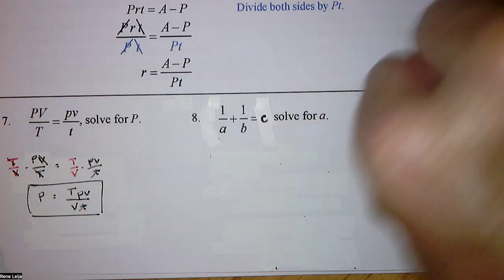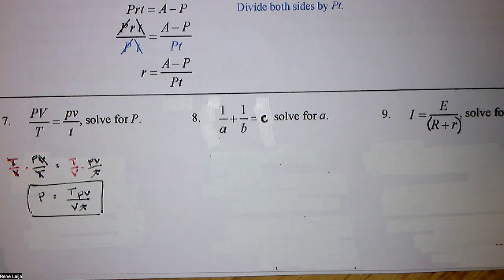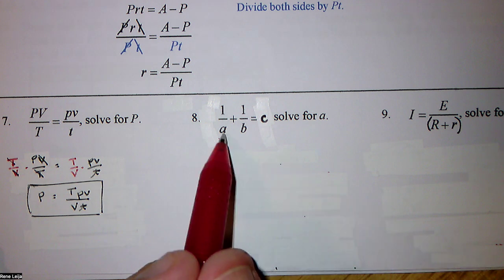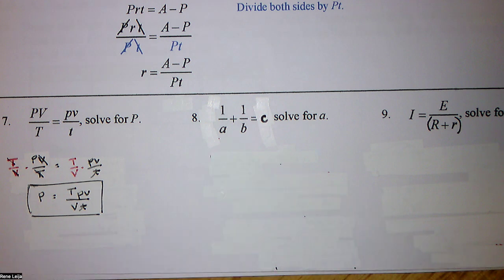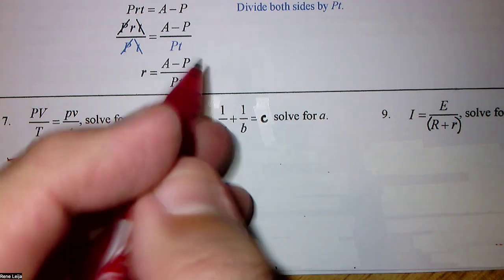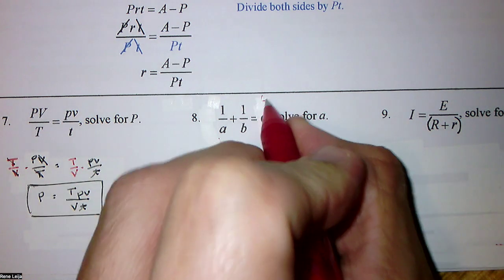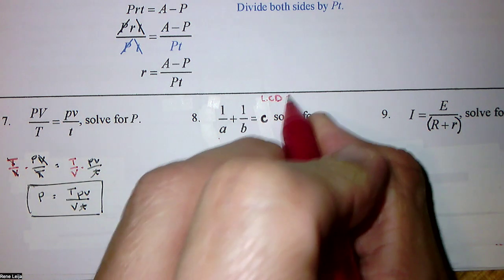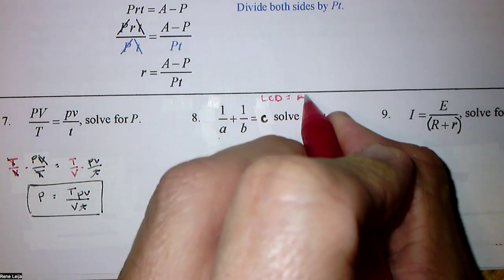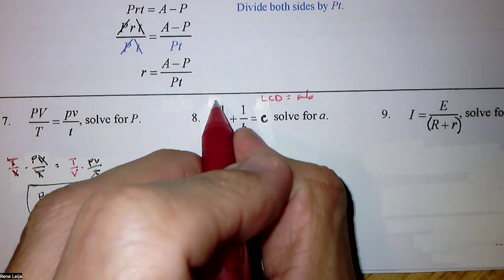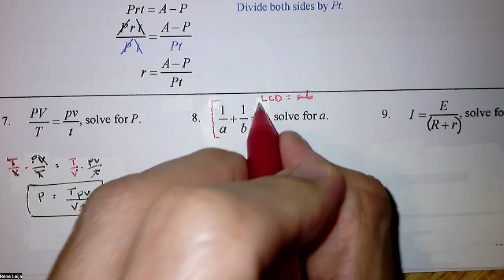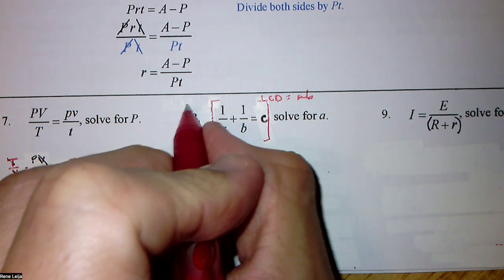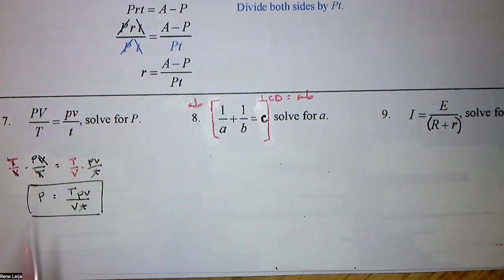All right, so we're back to kind of what we did before. We're solving for A, but A is in the denominator, and I've got to get it out of there. So I need an LCD because I have fractions. So my LCD is, well, I need an A, and then I also need a B. So I'm going to multiply both sides by AB.